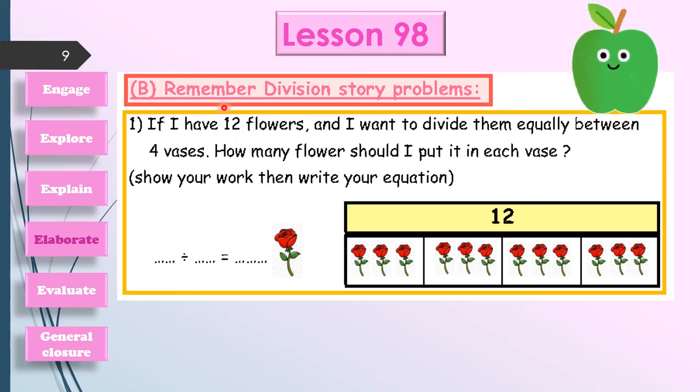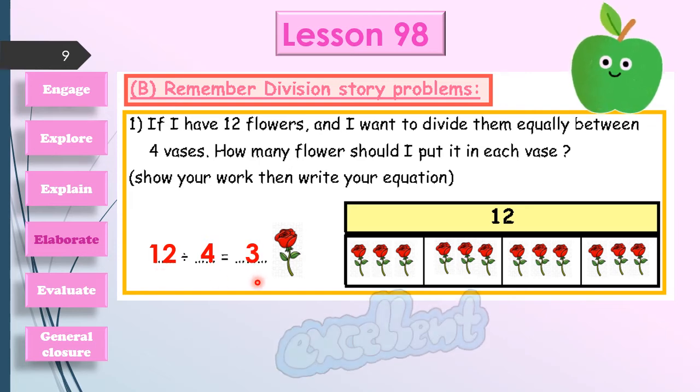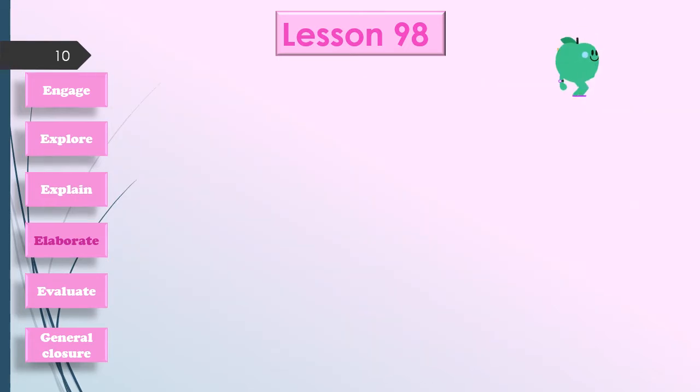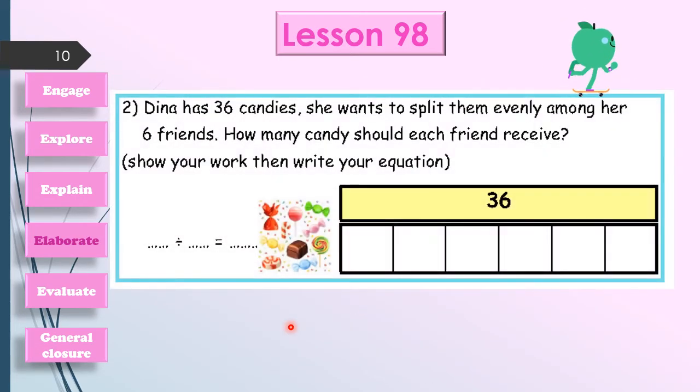We have here the whole number of flowers is 12. Let's write down 12, divided by what? The number of vases. Write down here 4. Then check your answer. 12 divided by 4 equals what? What by 4 equals 12? It will be 3. Good job. Now, let's go to another exercise.